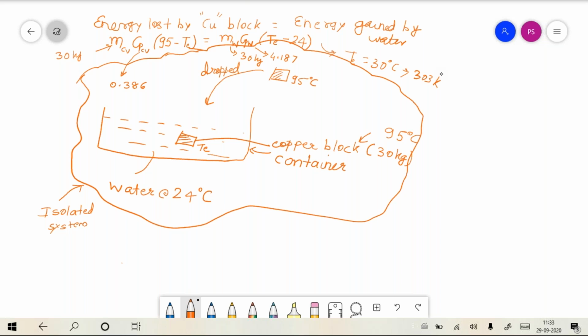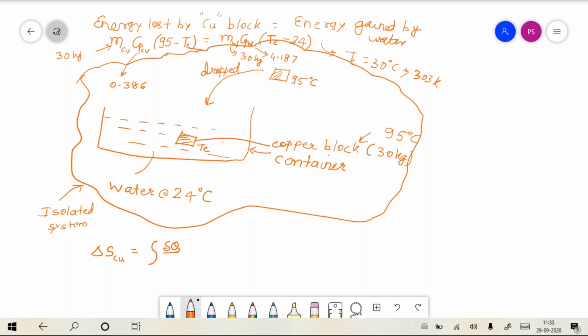So calculate the entropy change of the copper block now. The final entropy of the copper block would be less than the initial entropy, and the entropy change would be negative. For calculating the entropy change of the copper block, the hint is: the entropy change is equal to the integral of del q by T.